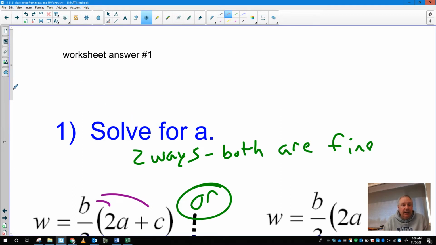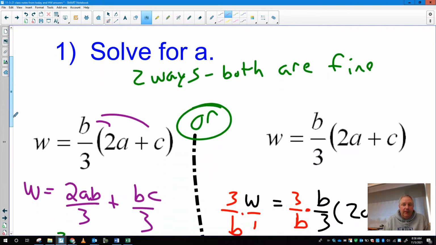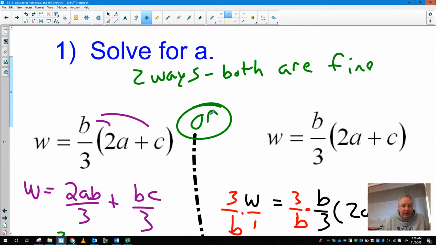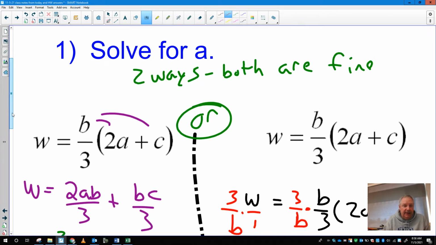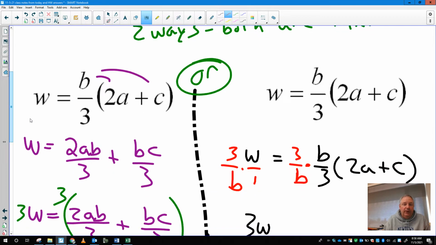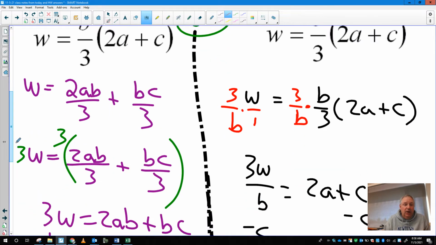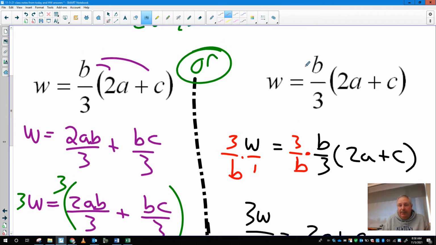All right, the worksheet number 1, and hopefully this was all posted. If you didn't look at it, hopefully you took the time to look at it. If not, make sure you get in that habit. There's two ways. You can either distribute and then multiply by 3 like on the left side, or you can multiply by 3 over b.